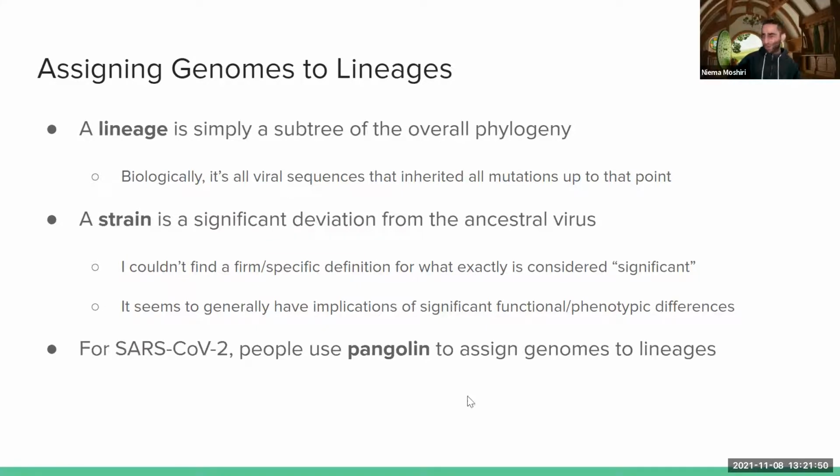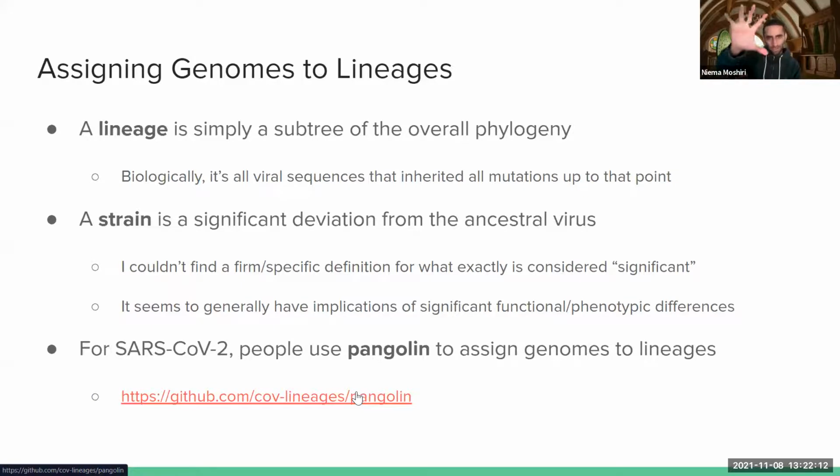So for SARS-CoV-2, people use this tool called Pangolin to assign genomes to lineages. If you have a new genome sequence that you've collected from San Diego and you want to know, is this Delta variant? Is this the UK variant or whatever? You can use this open source tool called Pangolin, and that assigns it to a lineage. It tells you, I think this is Delta variant and it's this specific sublineage of Delta variant, stuff like that.